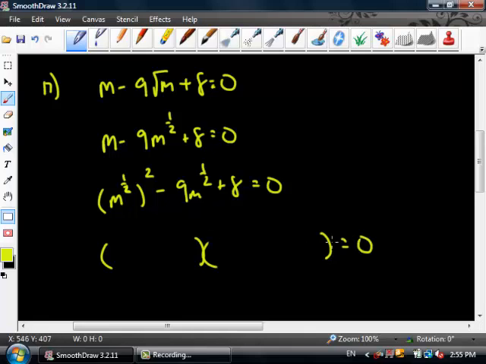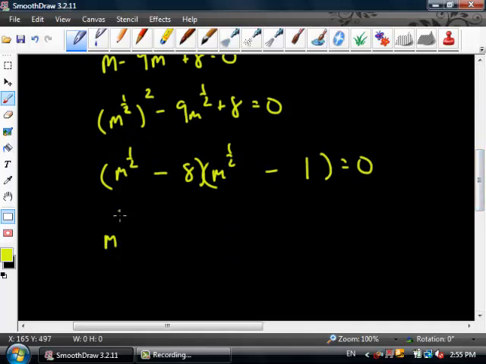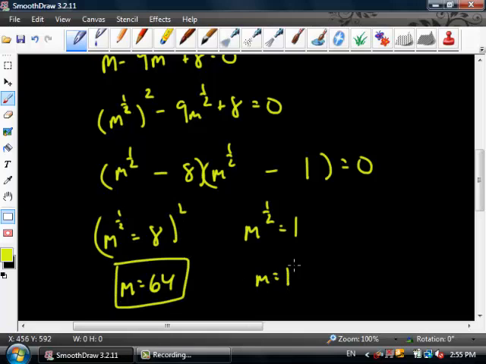So, my factors are m to the 1/2 and m to the 1/2. Looks like I'm going to have an 8 and a 1. Negative, negative. So, m to the 1/2 equals 8. M to the 1/2 equals 1. M equals 64. Now it's not plus or minus because I'm squaring both sides. It's m equals 64 and m equals 1. All right, I'm not taking the square root of both sides. I'm squaring both sides, so there's no need for plus or minus.